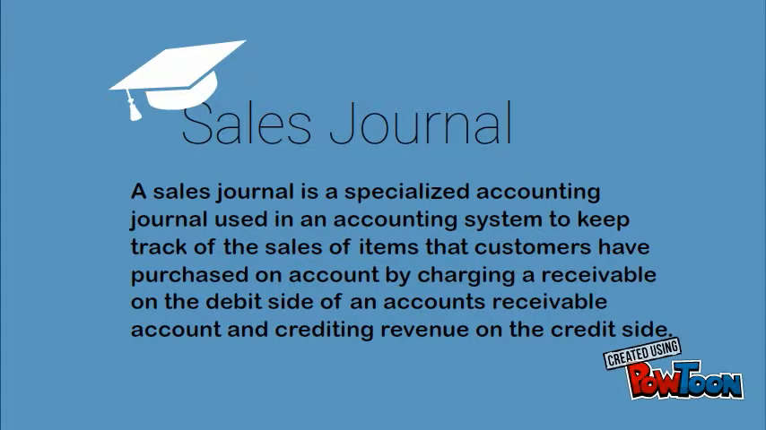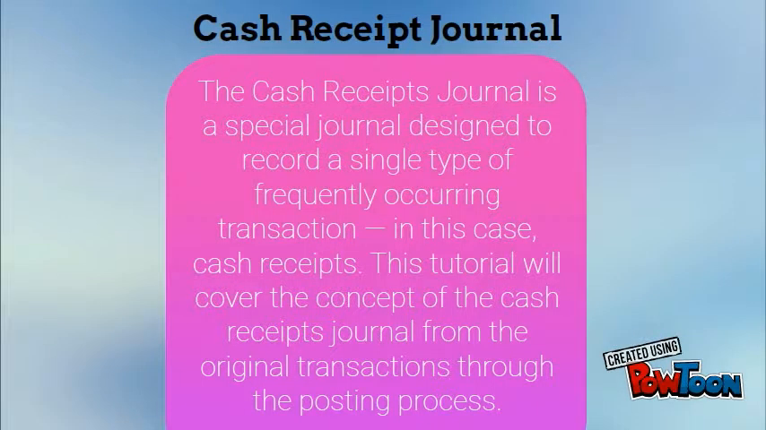Sales journal. A sales journal is a specialized accounting journal used in an accounting system to keep track of the sales of items that customers have purchased on account, by charging a receivable on the debit side of an accounts receivable account and crediting revenue on the credit side. The cash receipt journal. The cash receipts journal is a special journal designed to record a single type of frequently occurring transaction, in this case, cash receipts. This tutorial will cover the concept of the cash receipts journal from the original transactions through the posting process.